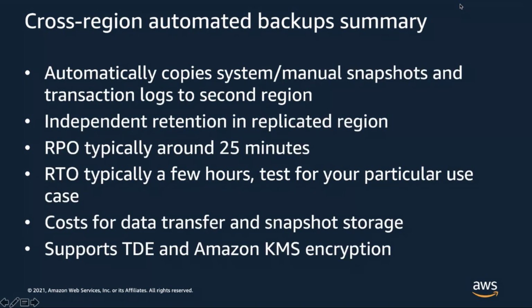So in summary, cross-region automated backups automatically copy your system and manual snapshots, as well as transaction logs, to a second region. You have independent retention in the replicated region and an RPO of typically around 25 minutes. RTO is generally a few hours, but it'll vary for your particular workload and use case, so it is important to test. Automated backups only cost for data transfer and snapshot storage, so they cost less than running infrastructure that has to be licensed either in the same or another region. Cross-region automated backups also support storage encryption, whether through Oracle TDE or AWS KMS.